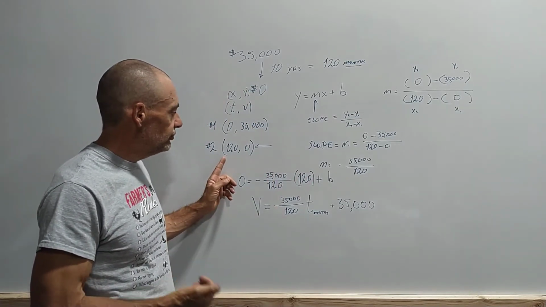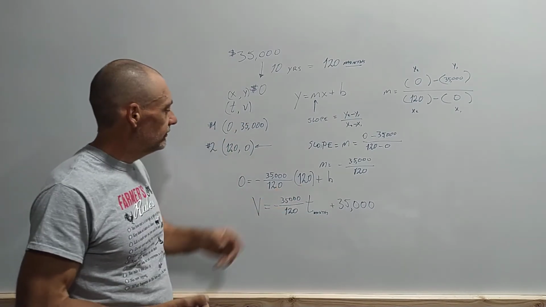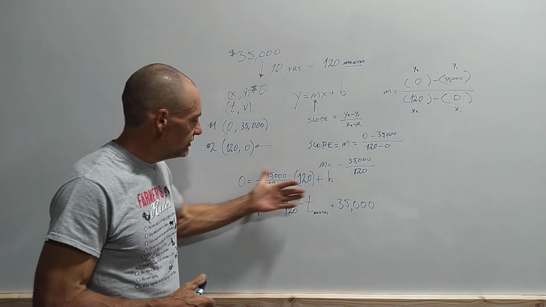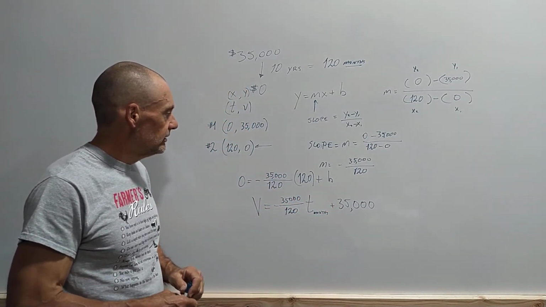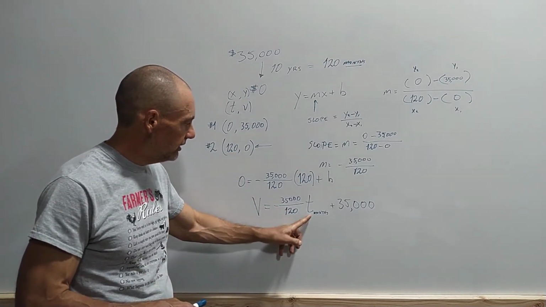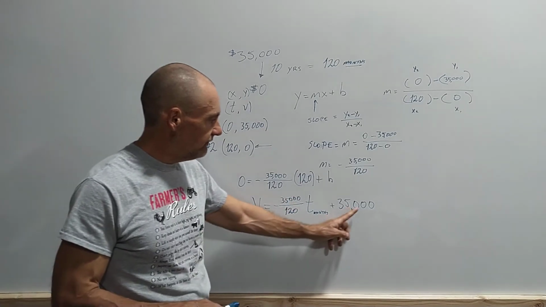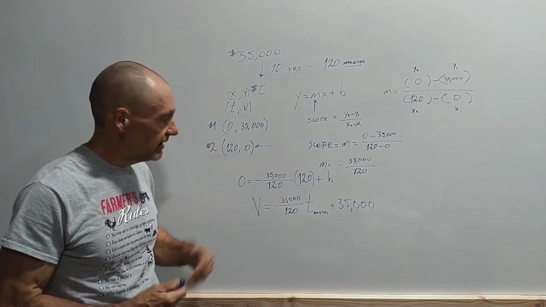Then we're going to use point number 2 again. Y is 0, x is 120 for b and t. And we solve this and we get that b has to be 35,000. We can test it with any of our points, and we'll see, we can test it with this one. If you put in 120 here, the 120s cancel, you get negative 35,000 plus 35,000, which is 0. It has to work for both points, and it has to be linear, okay?